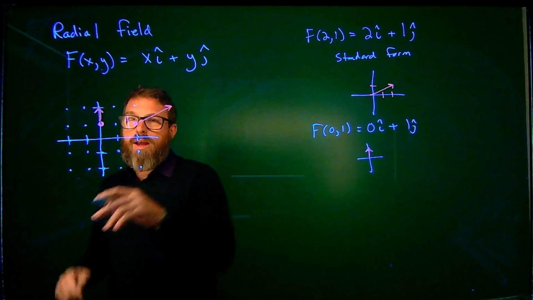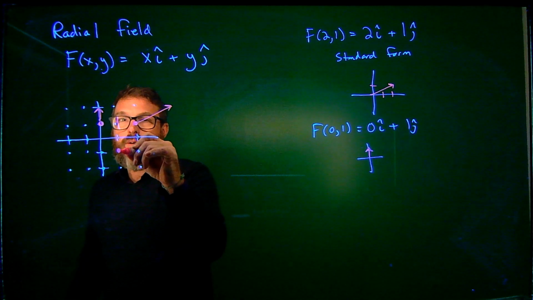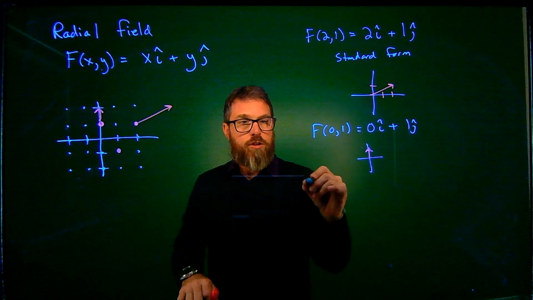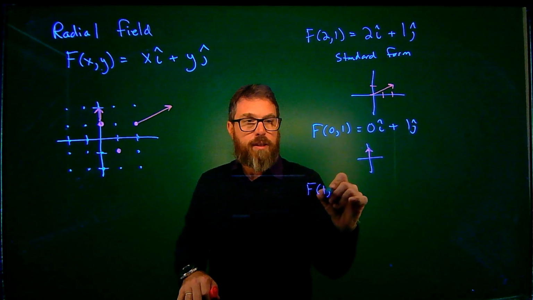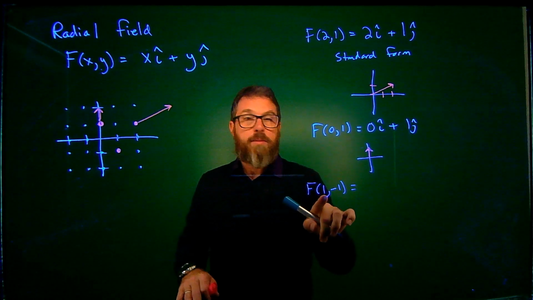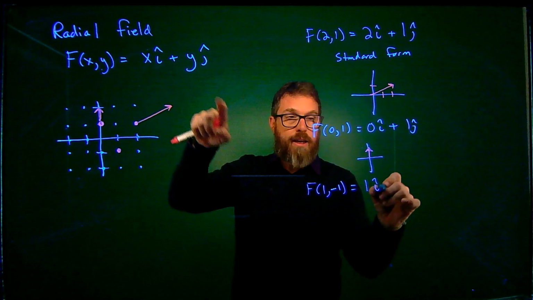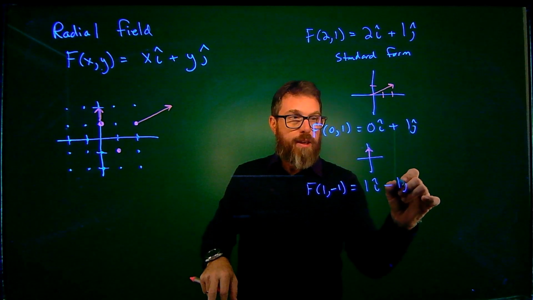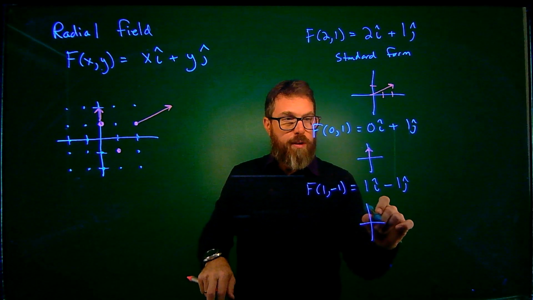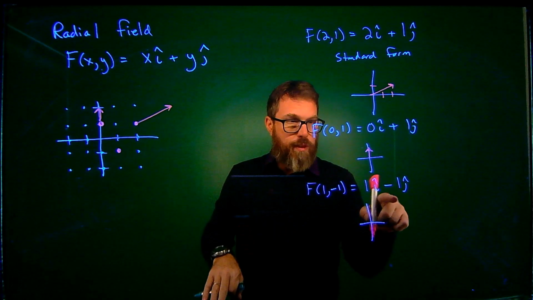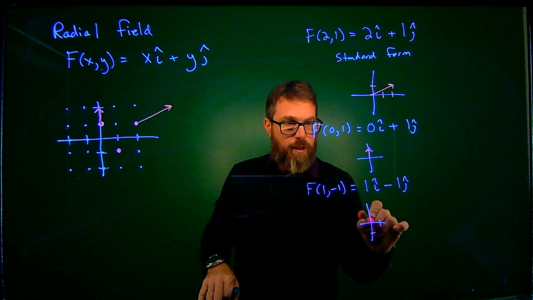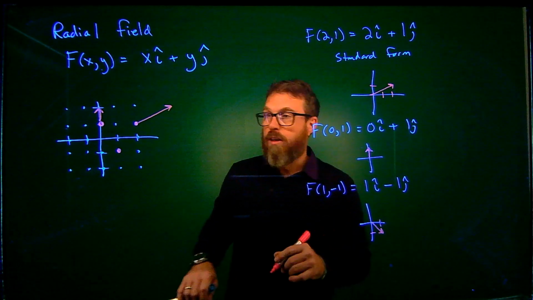How about down here at maybe 1 comma negative 1? So F of 1 comma negative 1, remember, x is the coefficient of i, so this is 1i, and then negative 1j, so minus 1j. So in standard form, I'm going to go positive 1 in the x, negative 1 in the y. So it's going to look like this, right here.